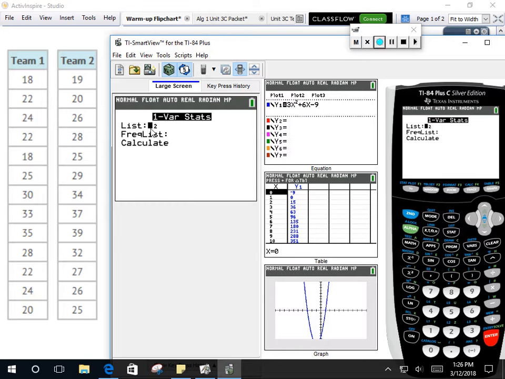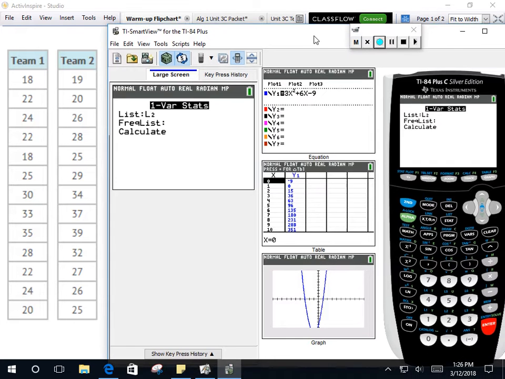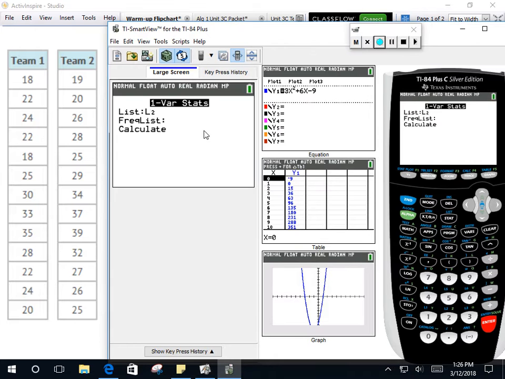Now, see how mine popped up L2? If yours did not pop up with an L1, we need to change it, okay? Because the first thing I need to do is figure out the mean, median, and quartile 1 of L1, because that's where I put this data. Look down here, see the 1? What's above it in blue? Okay, so I hit second and then 1, and it'll replace it with an L1. So make sure you have L1 right there.